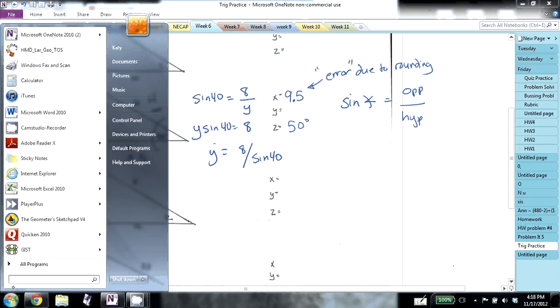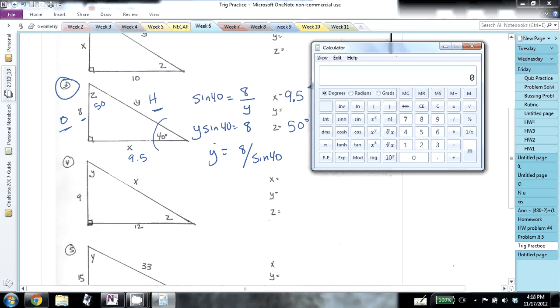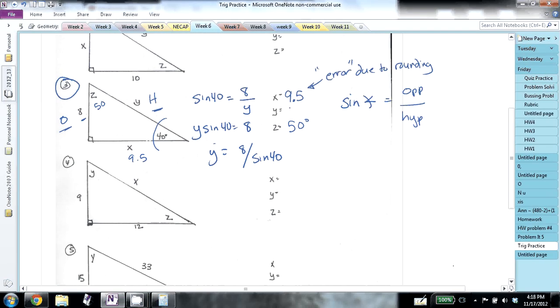Back to my calculator. 40 degrees. I need the sine of that. 0.64278. So 0.6428. 8 divided by 0.6428 equals 12.445. And once again, I'll round to the nearest tenth. 12.4.